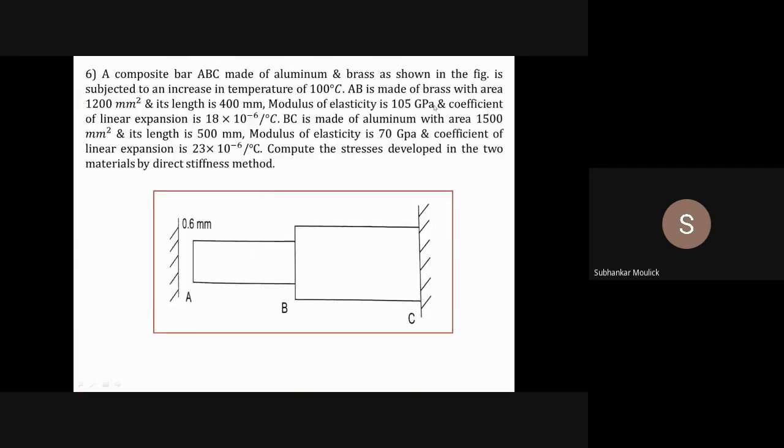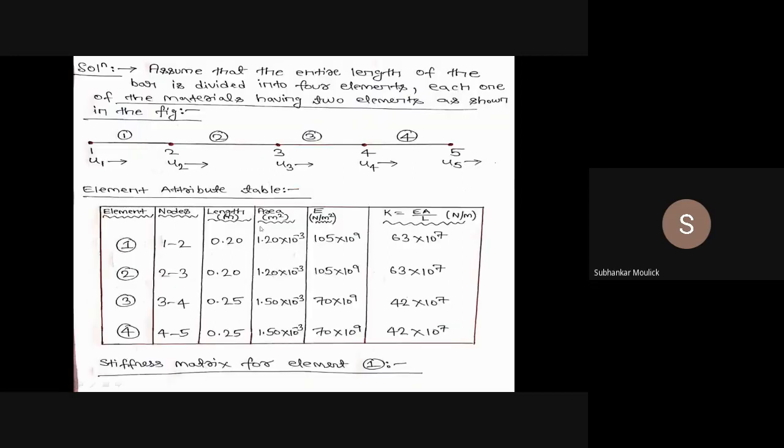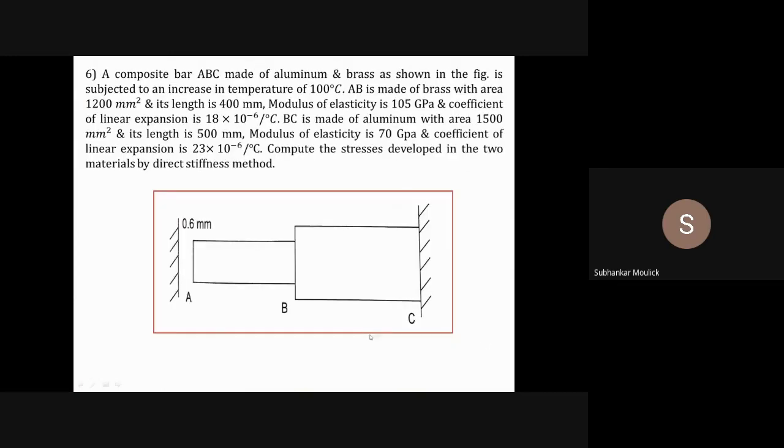Next is area of each element. If you see in the problem, directly the area is given to you that AB is made up of brass whose area is 1200 mm square. Since from AB I am getting the first and the second element, area will be same for first and second element. So in meter square, that value is coming out to be 1.20 into 10 to the power minus 3 meter square.